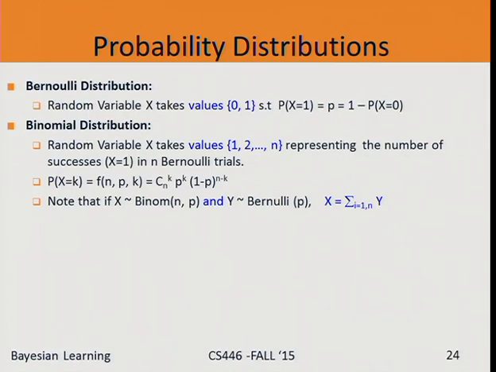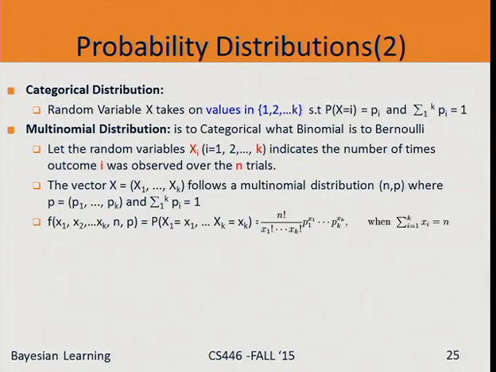We can also assume a binomial distribution, which actually is a close relative of the Bernoulli distribution. In this case, a random variable takes one of n values, and we can think about it as the number of successes in n Bernoulli trials. So the probability of this random variable x taking the value k, which I denote here as f(n, p, k), is n choose k, p to the k, 1 minus p to the n minus k. So n choose k is the number of ways to choose these k trials out of the n in which I'm going to see toss equal 1, and then times p to the k, 1 minus p to the n minus k. And really, you can think about this as x being the sum of y's, where y are my Bernoullis, and x is binomial(n, p).